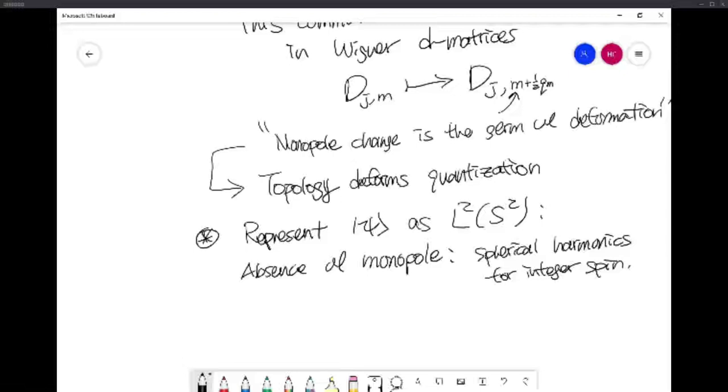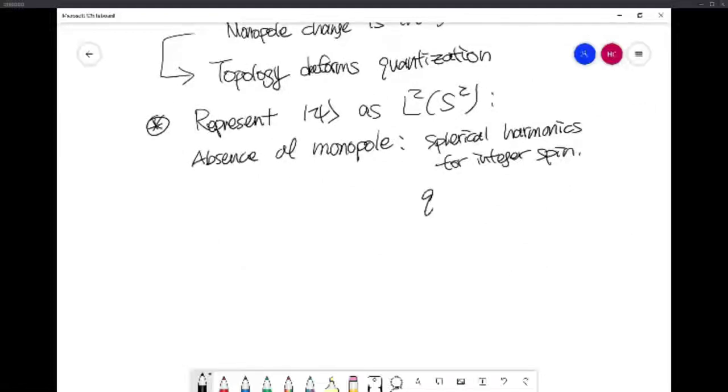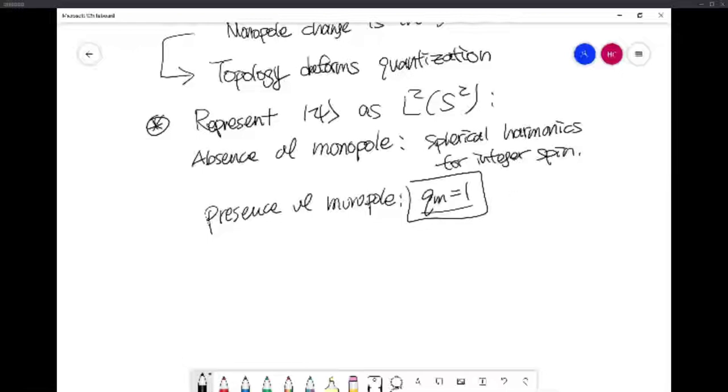So if you have integer spin, then you get spherical harmonics from the Wigner D matrices. But let's say QM is 1, so your monopole charge is unit. Then even if you have integer spin, you won't get spherical harmonics, because spherical harmonics are single valued throughout S2. If you have half spin, then it's single valued over the double cover of S2. So if you wind around S2, you'll come back to minus the D matrix.